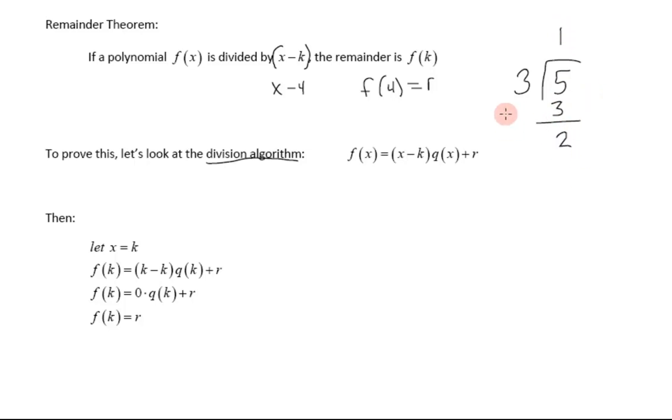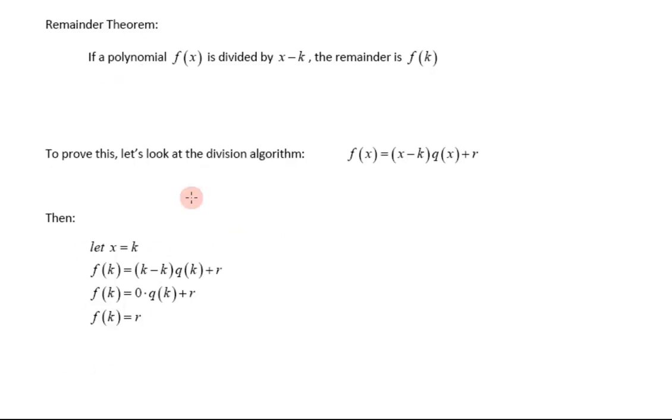And this is how it works. The divisor, 3, times the quotient, 3 times 1, plus the remainder, 2, is equal to the 5. 3 times 1 plus 2 is 5. So that's the division algorithm written out for us. Now, the remainder theorem says, let me erase some things. The remainder theorem says that the remainder is f of k if you're dividing it by x minus k.